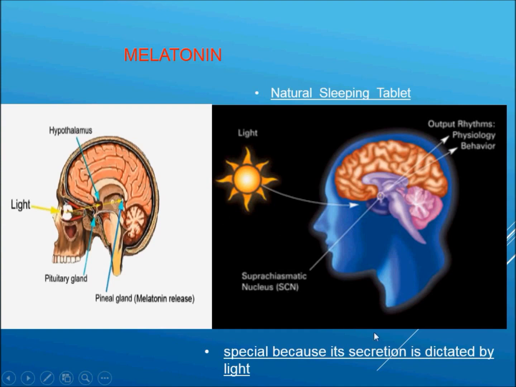It is special because its secretion is dictated by light, because as I have told you, its secretion increases in dim light and decreases in bright light. That means you can say that its secretion rises from evening and through night, but drops to low around noontime. So you can say that melatonin is special because its secretion is dictated, or regulated, by light.